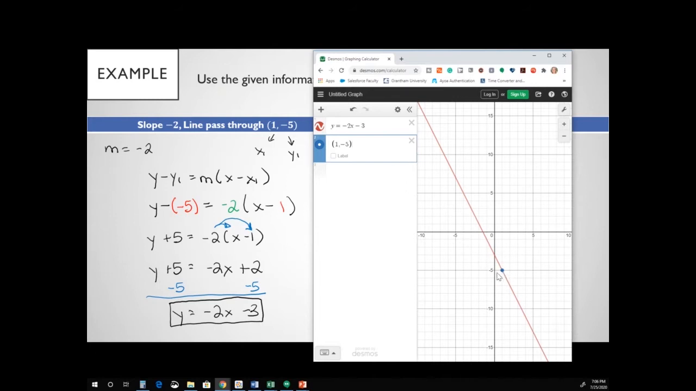So that means this line does go through that point, and so this is a check to make sure that you have done it correctly. So we have the right slope because in our slope-intercept form we have a slope of -2, and then we do have it going through that point. So this can check your work.